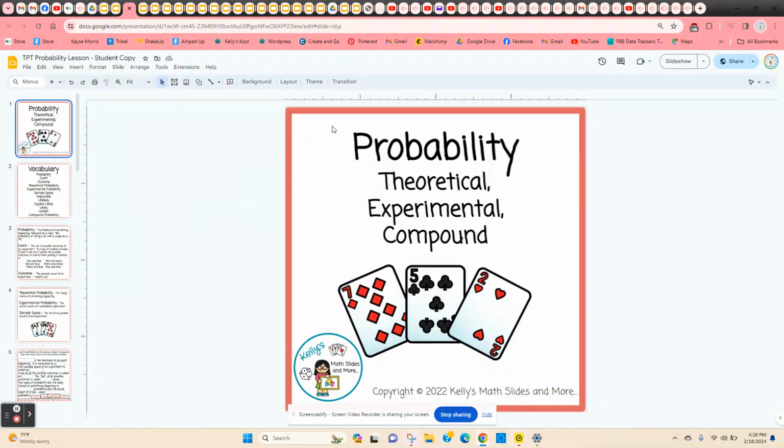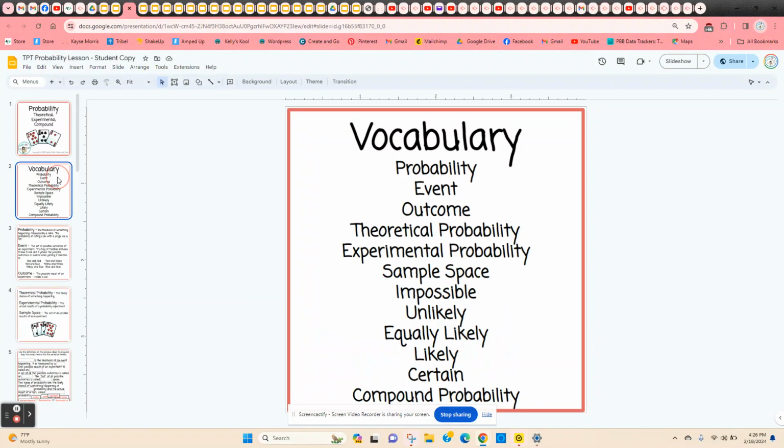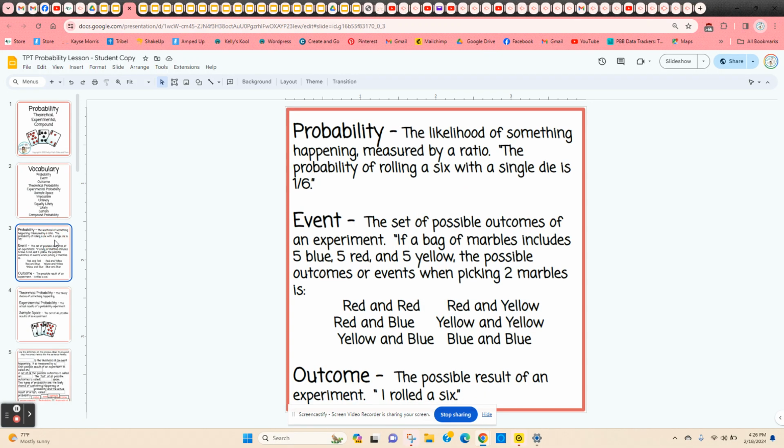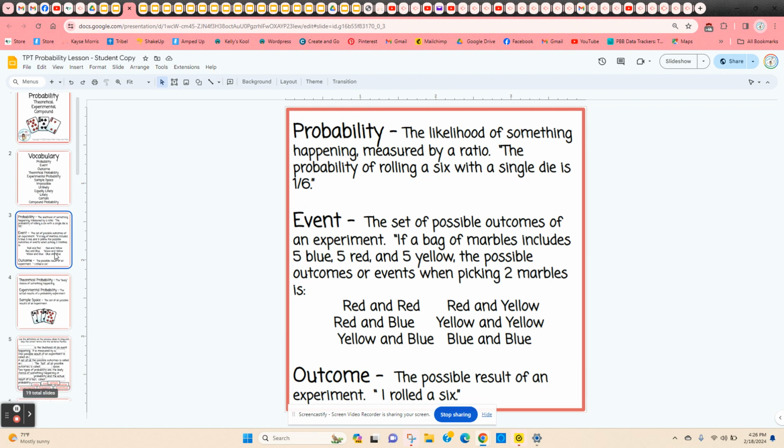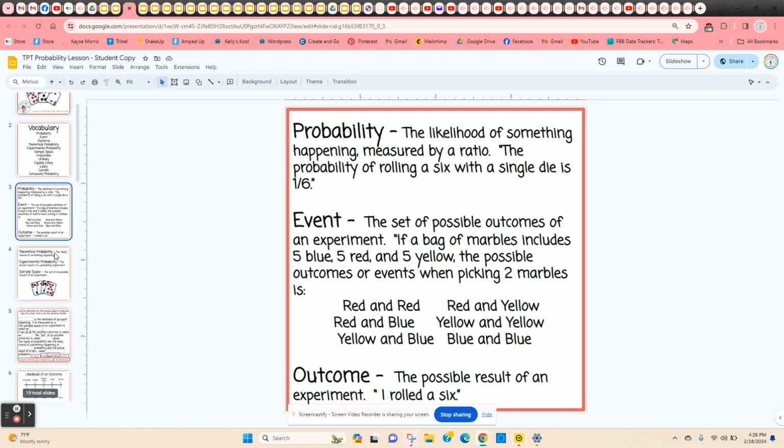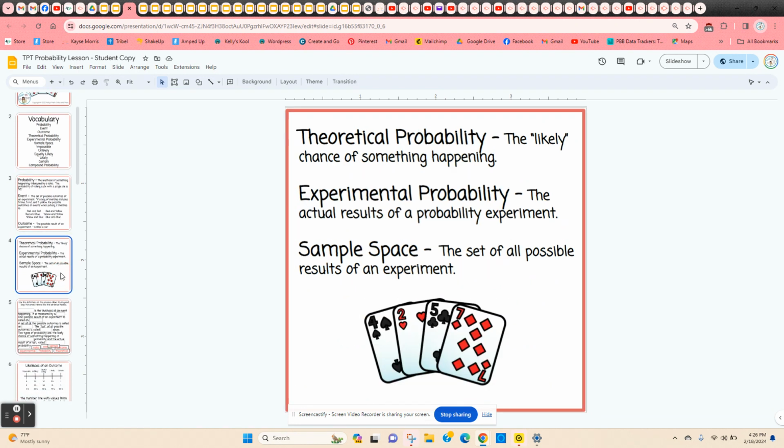Probability. This is a digital lesson. It covers theoretical, experimental, and compound probability. All the vocabulary that they're going to see in this lesson is on slide 2, and you want to go over some of these terms with the students. Probability, event, outcome. On the next slide, theoretical probability, experimental probability, and sample space.